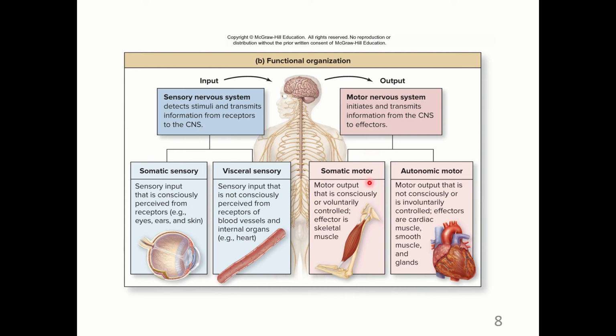In the somatic motor division, motor output is consciously or voluntarily controlled, and the effector is the skeletal muscle. In the autonomic motor division, motor output is not consciously, or is involuntarily, controlled. Effectors are cardiac muscle, smooth muscle, and glands.